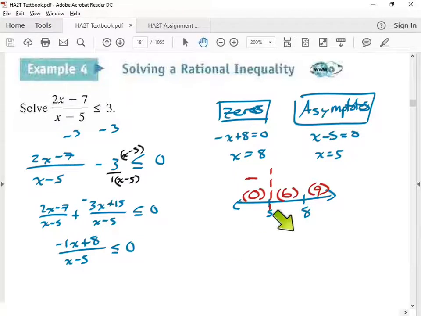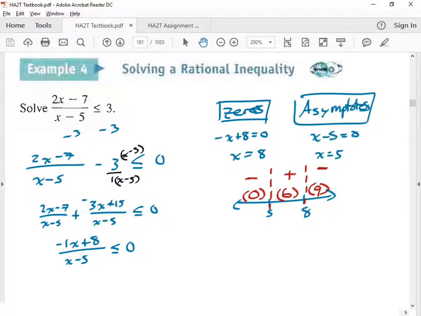All right, next one. We have a 6. We plug in 6. Negative 6 plus 8. What's negative 6 plus 8? Positive 2. Positive 6 minus 5. What's that? So positive 2 divided by positive 1. What do we get? Positive. All right, now we have a 9. Plug in the 9 up here. That's a negative 9 plus 8. Negative 9 plus 8 is? Negative 1. And then down here we have a 9 minus 5, which is a 4. Negative 1 divided by positive 4 is going to be a negative number.